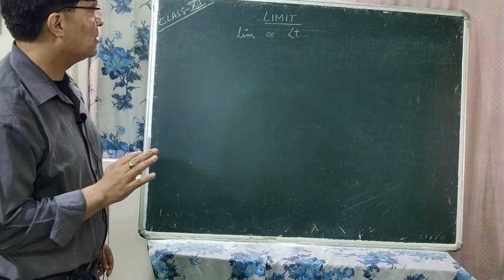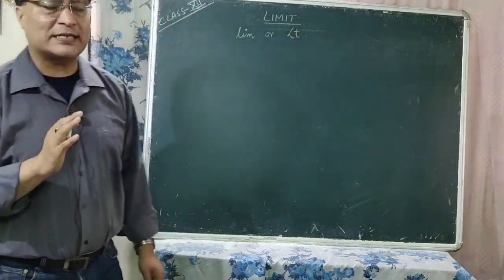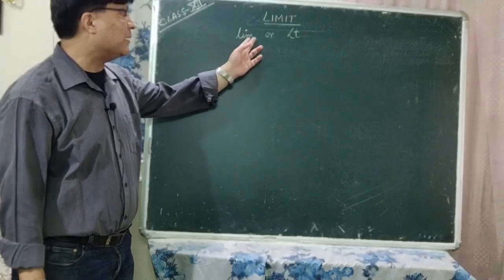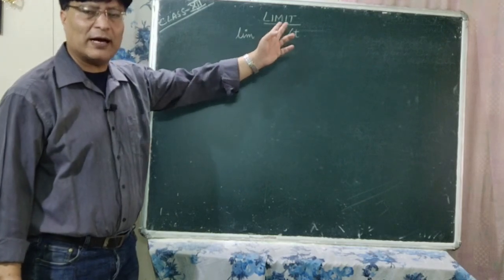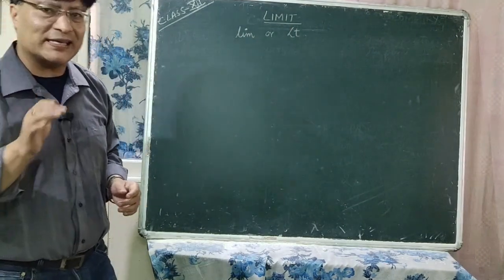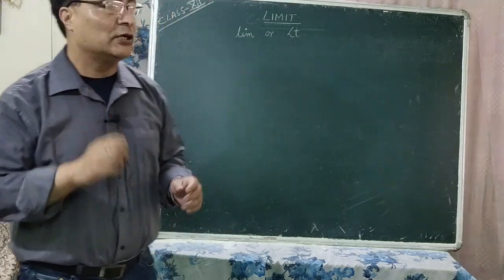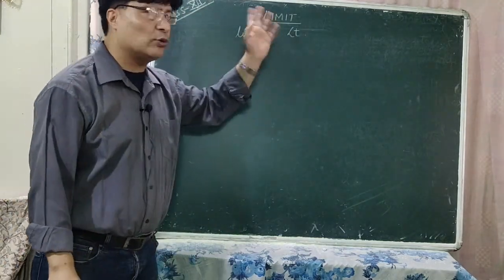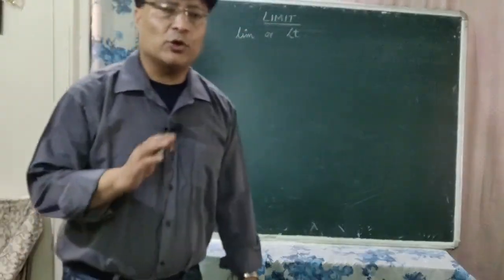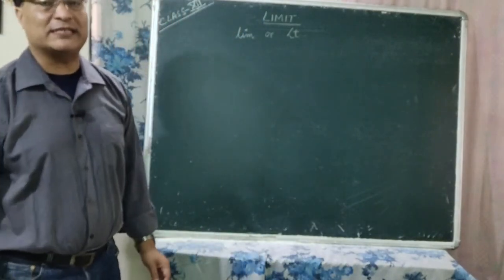So limit, mathematically, can be written as LIM or LT. Whenever I say limit, you have to write LIM or LT. So this is the mathematical notation of limit. Now, what is the concept of limit?